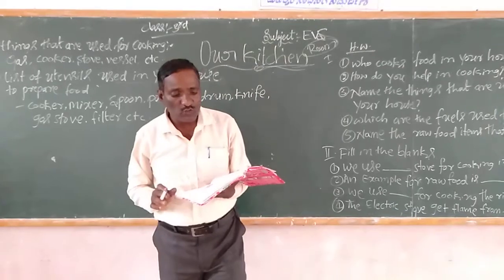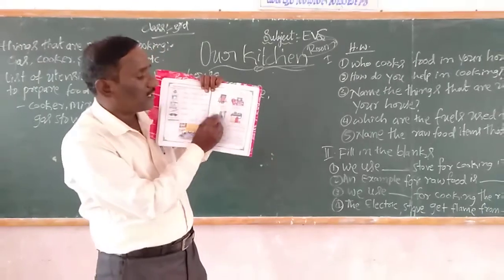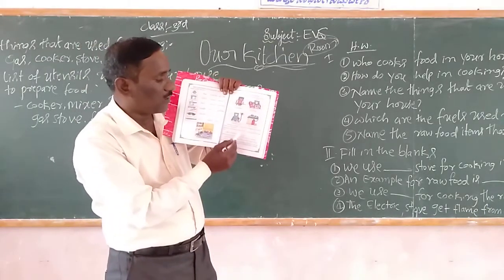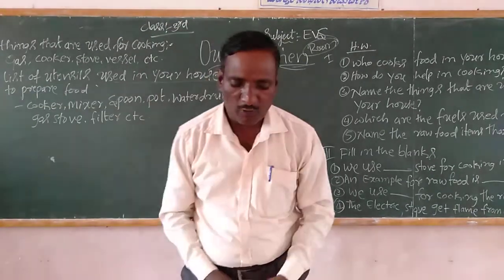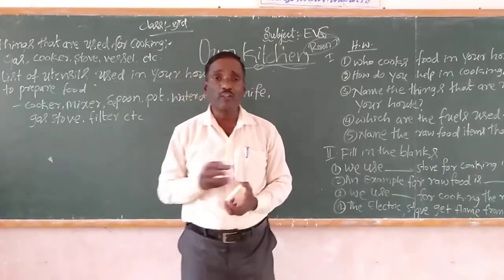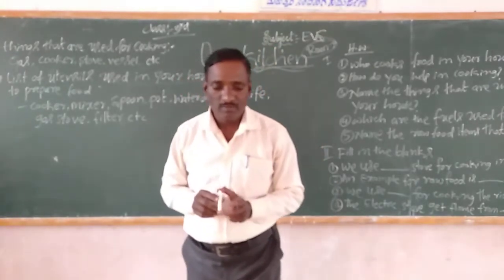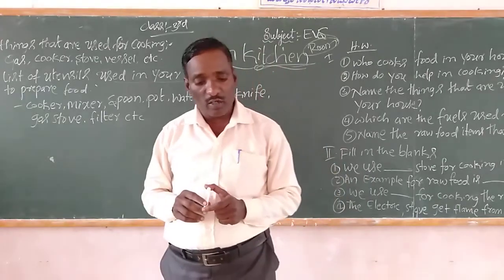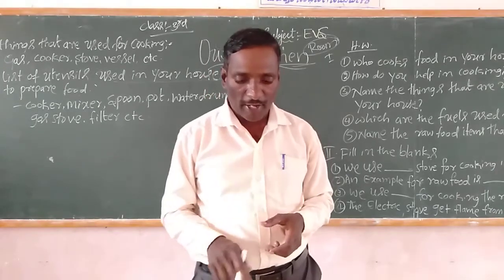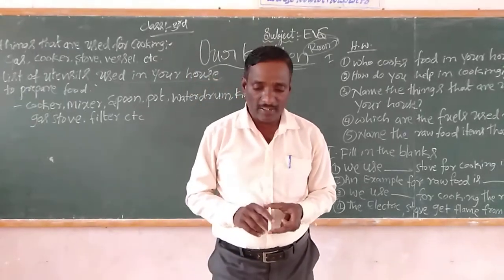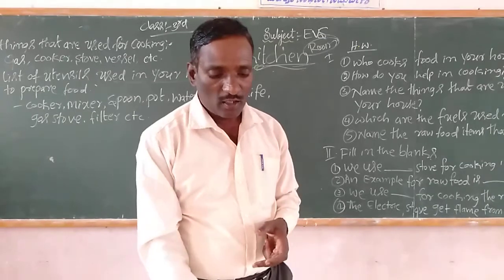How is the flame produced in these stoves? Look at these stoves: firewood stoves, kerosene stoves, electric stoves, gas stoves. Firewood, kerosene, electricity and gas are the fuels used to prepare food. Which are the other fuels that are used for cooking? Electricity, kerosene, cow dung cakes, etc. Firewood, cow dung cakes, kerosene, electricity, gas, charcoal are the important fuels used for cooking.